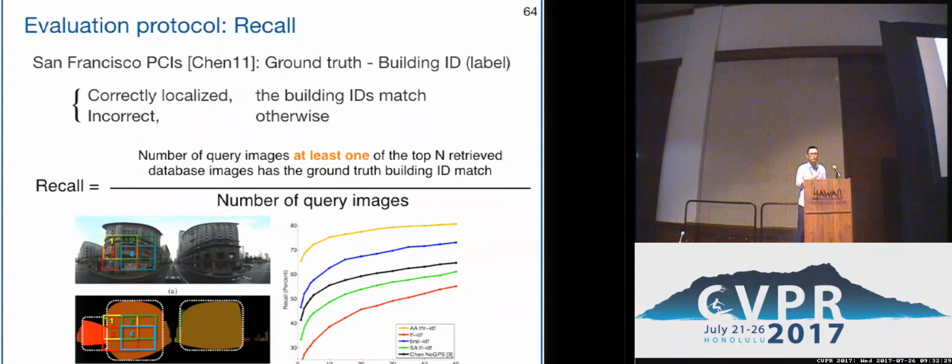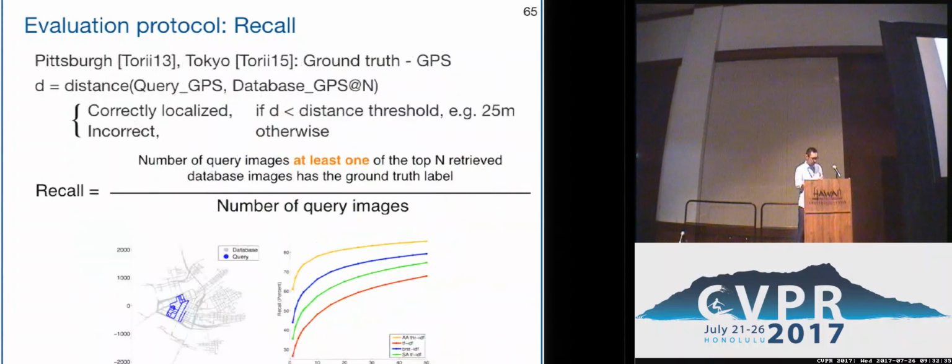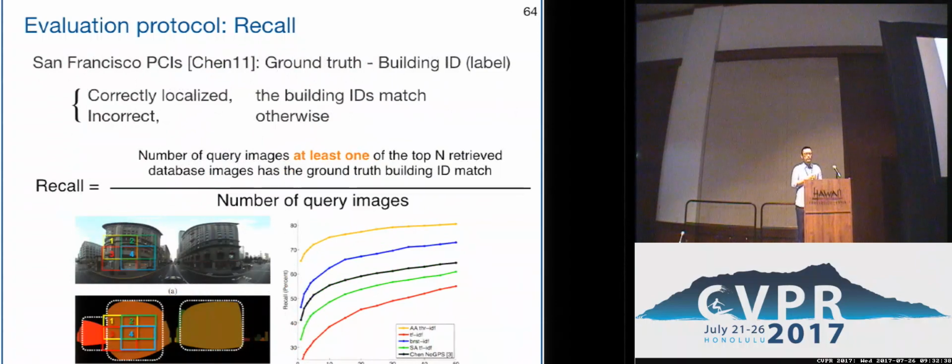But the evaluation protocol differs by the ground truth. I thought I prepared a slide, but I lost it. The San Francisco dataset gives the labels of the images as ground truth data. Each database image has a building ID, and each query has several IDs. If you do the image retrieval and the IDs match, we deem it a correct match. This is the way of evaluation, and you can compute recall with respect to whether your retrieval succeeded or not, and draw some graphs.